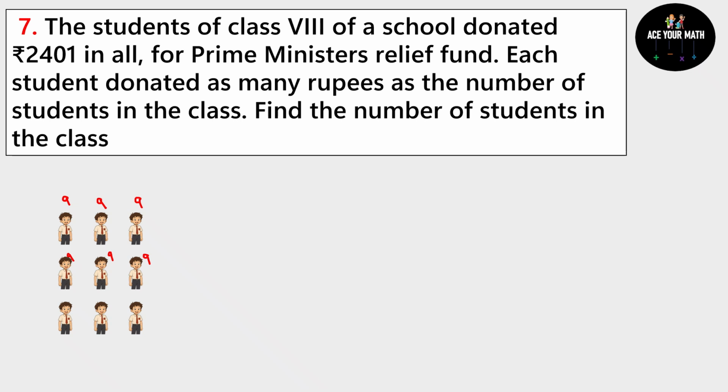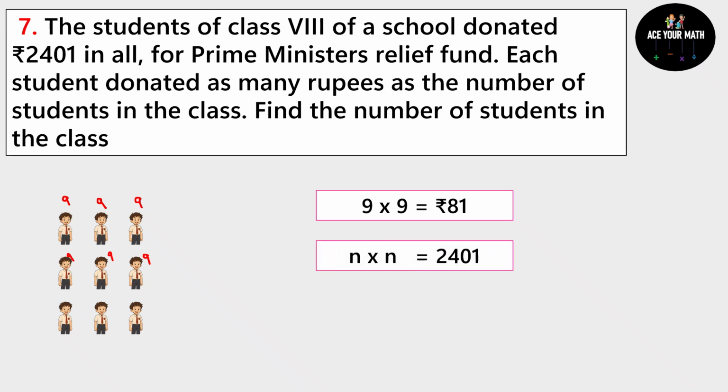Right? It means how much money is collected: 9 times 9, which will give you 81 rupees. Now, this was just for the example. In the current question, if you don't know how many students there are, you will assume it. Instead of 9 and 9, you will assume any number. I am assuming n there. So you will write n times n. Then how much money is collected? 2401. It is given to you.